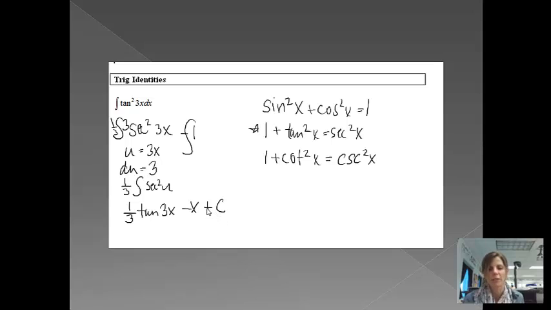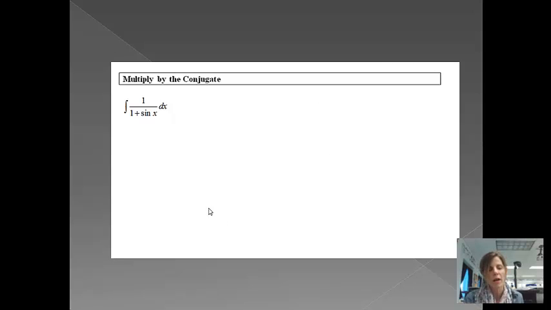And I am all done. Alrighty, one more trick here when we're going to multiply by the conjugate. Notice we're kind of stuck here. I don't have a trig identity because there's no squares in the problem. I can't separate the numerator because the plus is not in the numerator. I can't do a u substitution. So one final trick that I can try is to multiply by the conjugate.